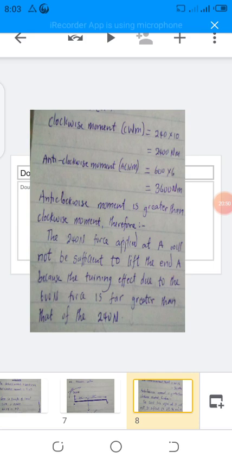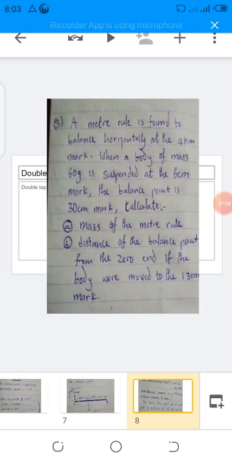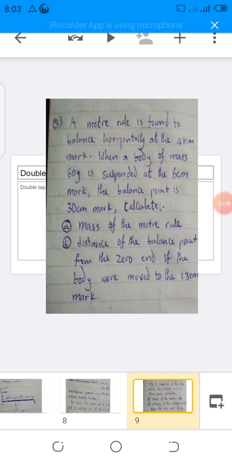The 240 Newton force applied at A will not be sufficient to lift the end A because the turning effect due to the 600 Newton force is far greater than that of the 240 Newton. I think we've answered every question there. So let us proceed to the third question.